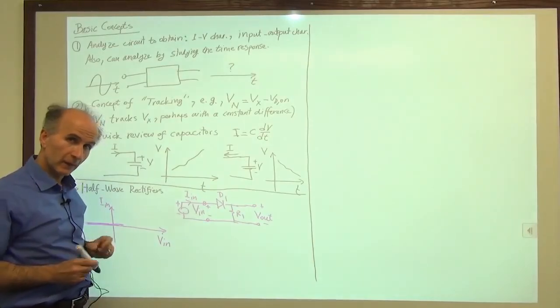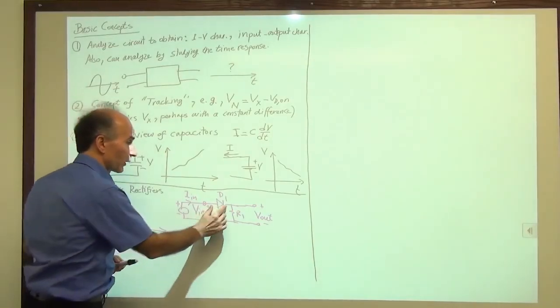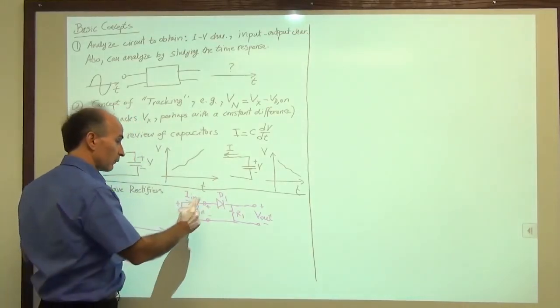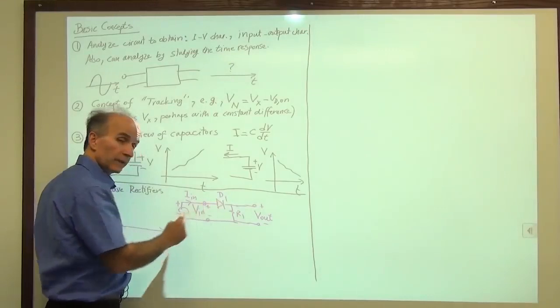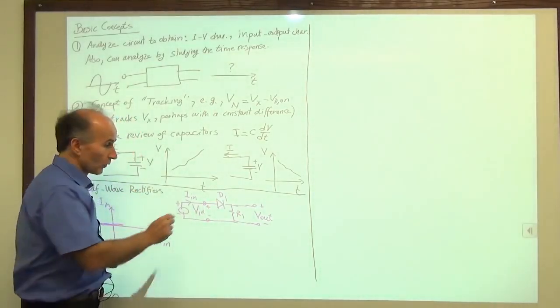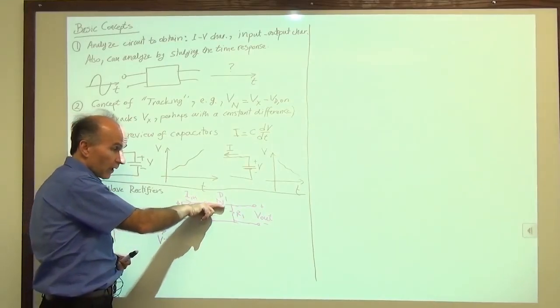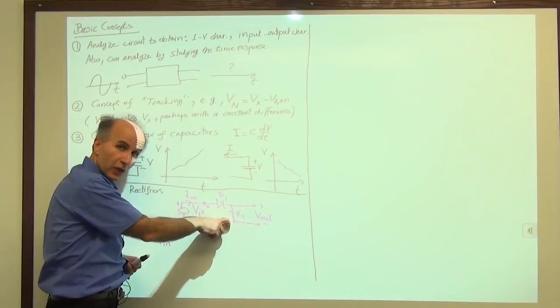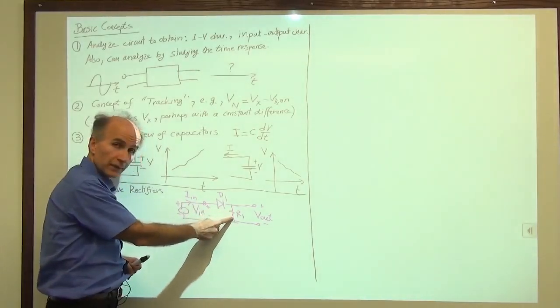Why? Well, when the diode is about to turn on, it needs a voltage of VD on from here to here, but the current through it is small. So if there is any current through the diode, which is very, very small, and it flows through R1, it generates a very small voltage here.